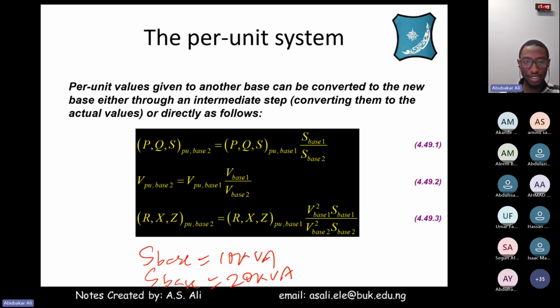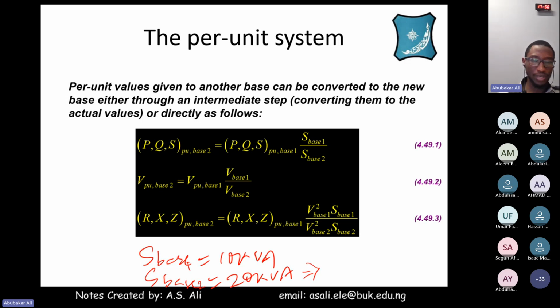And you can use this formulation here, where the real, the reactive, and the apparent powers in one base can be given in another base. This is base 1, this is base 2. So we want to know the apparent, real, and reactive power in the base where S base is 20 kV. We just take the real, apparent, or reactive power and multiply it by the ratio of the old base divided by the new base, and that gives us our P, Q, and S in this new base.